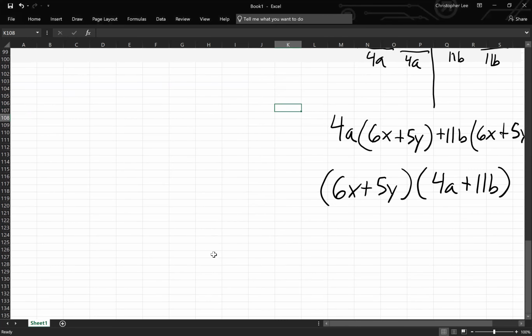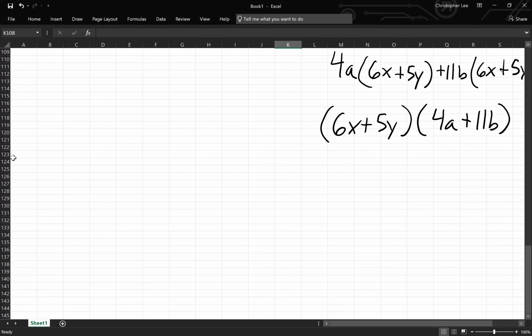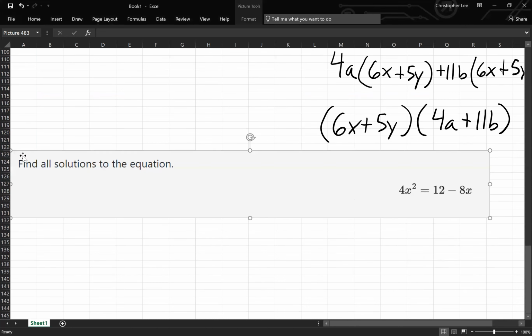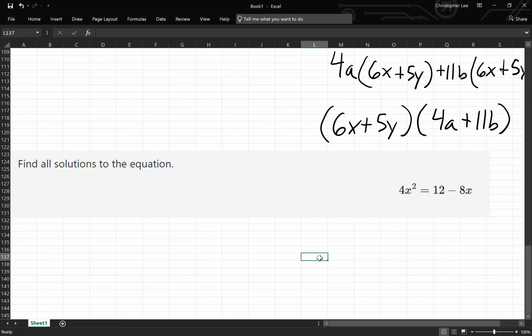There'll be some factoring, but not a lot. So this is the next question here, right? It says find all the solutions to the equation, right? So I have 4x squared is equal to 12 minus 8x. What should I do? And there's no wrong answers here. Just tell me what to do.